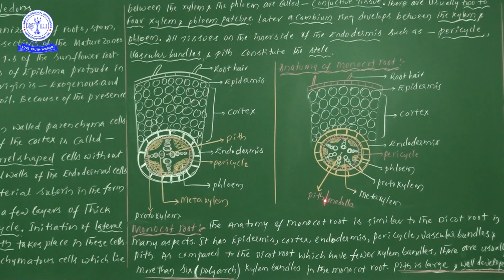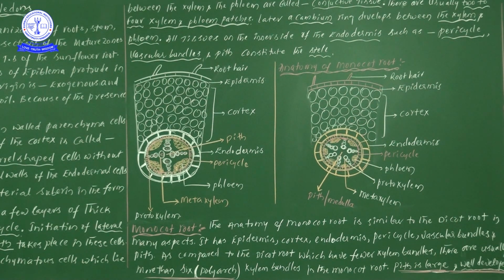So, my dear students, try to remember these two points. The xylem arrangement is tetrarch in the dicot root, whereas it is polyarch in the monocot root. And in the dicot root the pith is very small or inconspicuous, but in the monocot root the pith is large and well developed. These are the main important points related to the dicot root and monocot root.